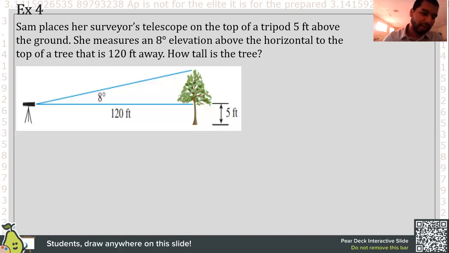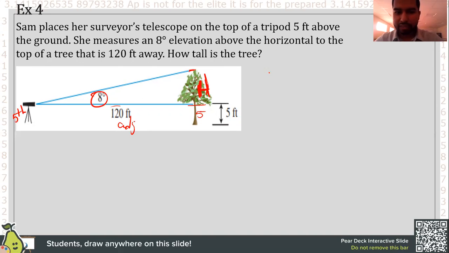So the tripod is 5 feet. And she's able to measure the height of this tree, but keep in mind that it also accounts for the 5 feet of the telescope. So make sure you add that in. So according to this, we have our theta, we have our adjacent, and we want to find the height. Okay, so very, very similar to what we've been doing.